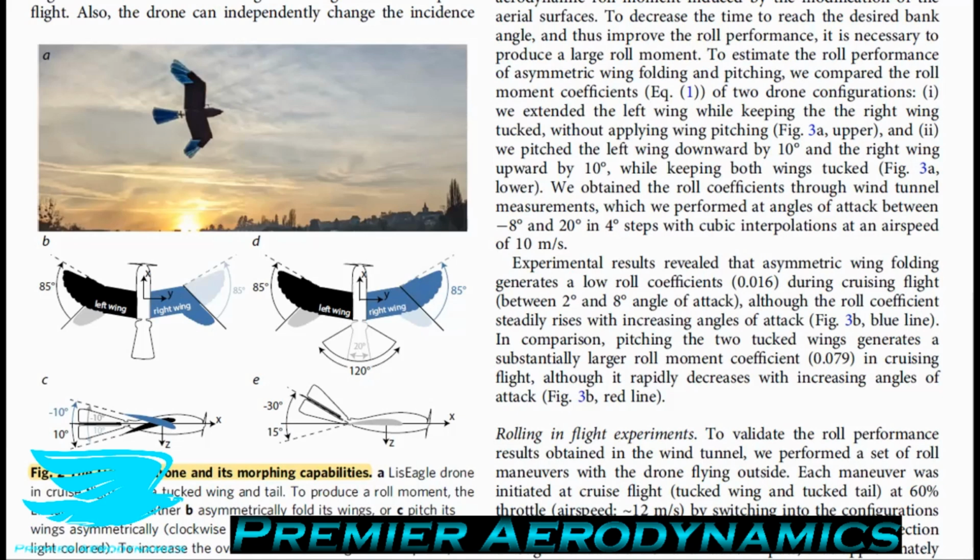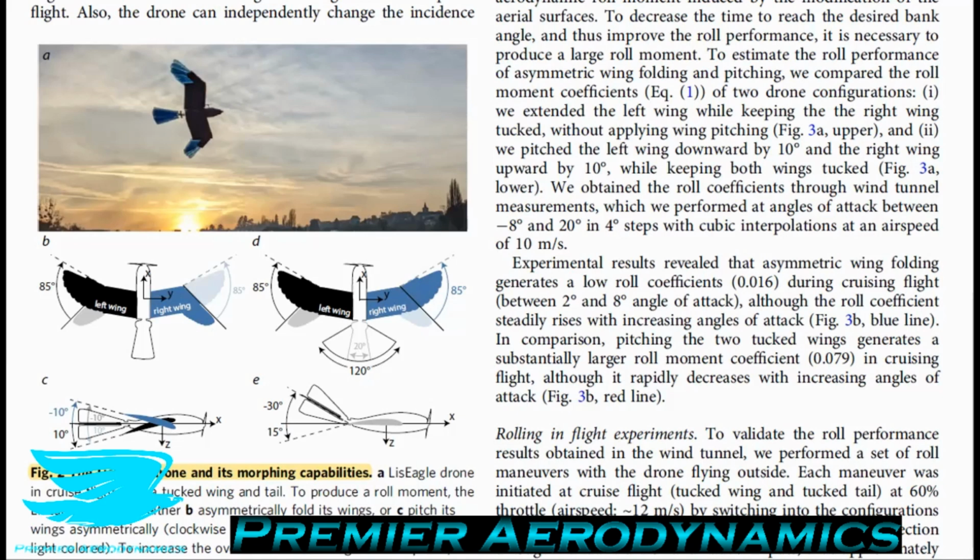If you look at a lift curve slope of an airfoil, a typical airfoil for flight, that corresponds to a lift coefficient difference of like 1.5 to 2, depending on the airfoil. So that's a massive difference. To increase the lift during the turn, the Lys Eagle can apply two avian-inspired morphing strategies.